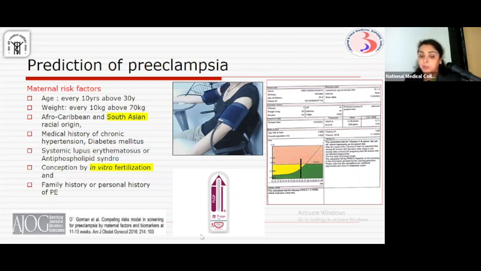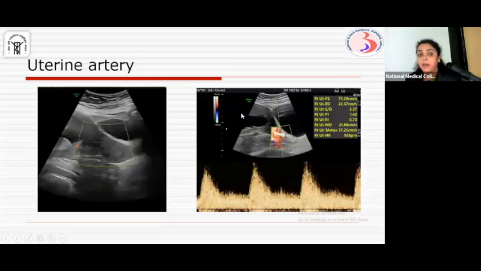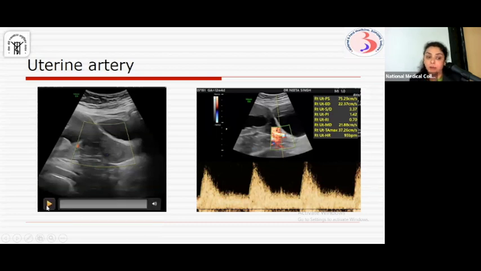PLGF has come in a big way now, and can be offered for screening of preeclampsia. But if PLGF is not available, or if the patient cannot afford it, to some extent PAPP-A can help in association with other risk factors, that is, maternal risk factors and mean arterial pressure. And the fourth or fifth thing that we have in our hand is the uterine artery.